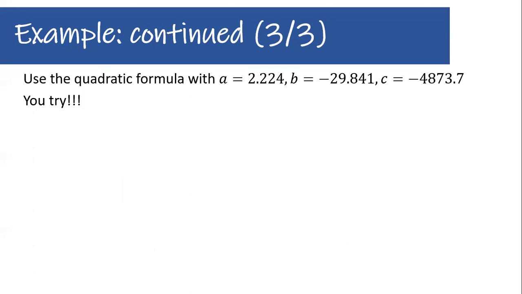So now you try the quadratic formula using A, B, and C that we just found. Pause your screen, work it out, and come back and press play when you have an answer.